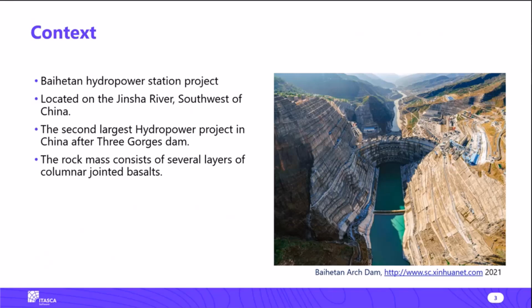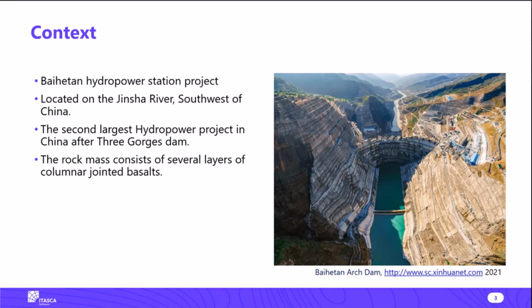The Comba constitutive law was developed for the Baihetan Dam project. The dam is located on the Jinsha River, southwest of China. The dam itself is about 300 meters high, and the length of the crest is more than 700 meters.